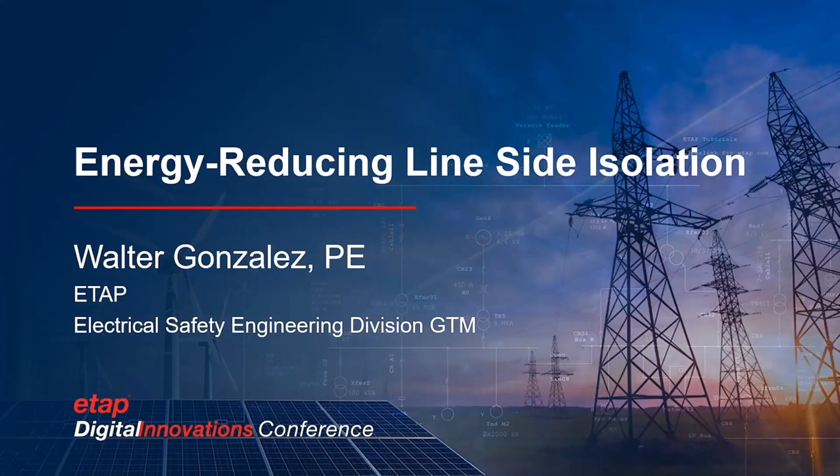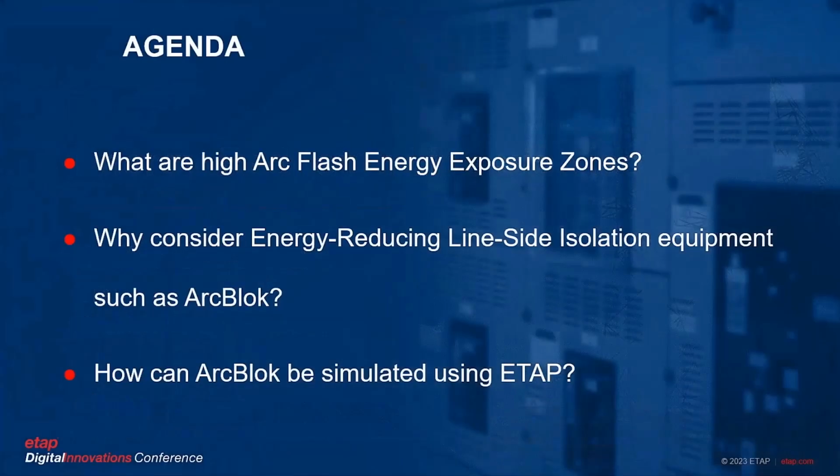Today, I'm here to talk to you about an arc flash mitigation technique referred to as energy reducing line side isolation equipment. To do that, we're going to explore all the different locations within a piece of equipment at which an arc flash event can take place. We'll do this to help identify which of those locations tends to be the most hazardous. After doing so, we'll talk about the different mitigation technologies that we can consider to help reduce the amount of incident energy exposure for these different hazardous locations.